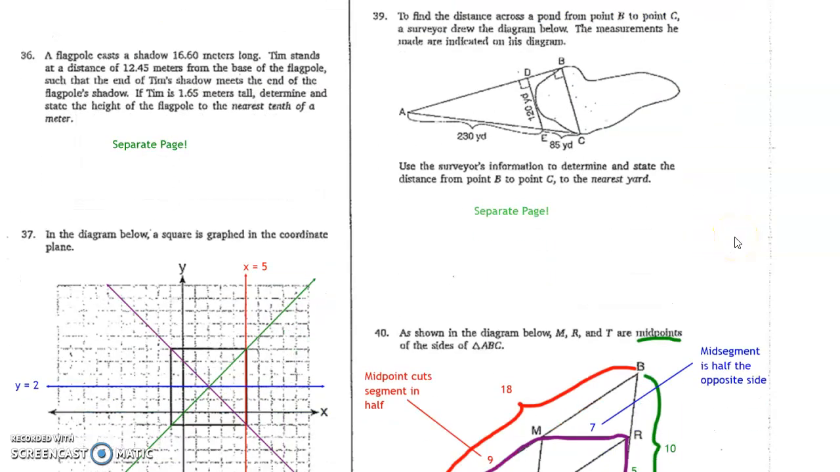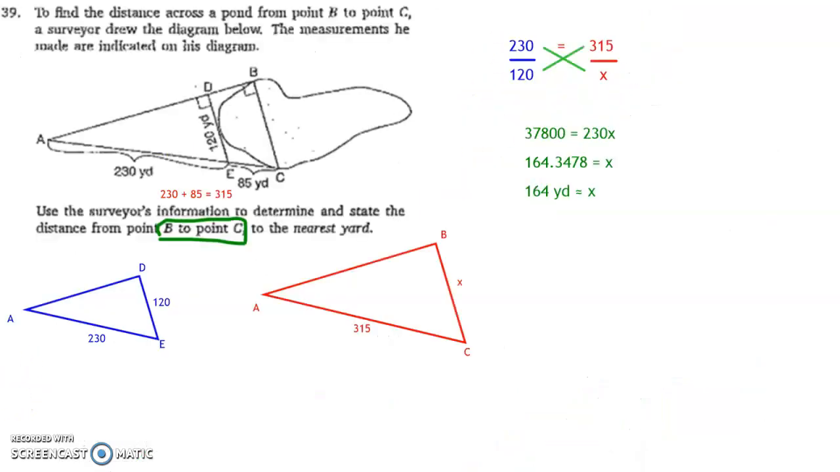Question 39. To find the distance across a pond from point B to point C, well, it's got a bunch of different triangles, which means separate page. On a separate page, you're given information. You actually had this question on one of your problem sets already, but I'll walk you through it anyway. This is the small triangle. I have it in blue. This is the larger triangle. I have it in red.